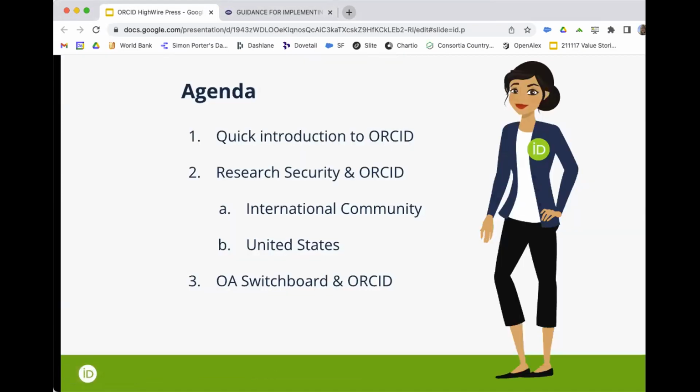So the agenda today for my slides: I'm going to do a quick introduction to Orchid for those who might not be completely aware of what we do and the services that we provide. Second, as Tony mentioned, I'm going to speak about research security and Orchid in the context of the international community and in the United States. And then last, I'll have a few slides on OA Switchboard and Orchid's new collaboration.